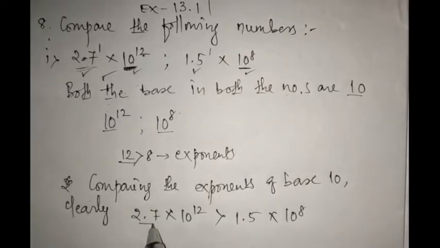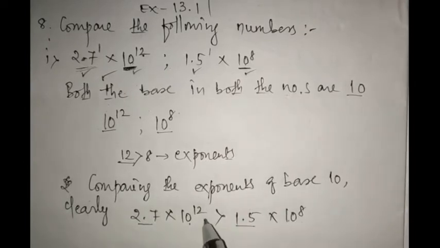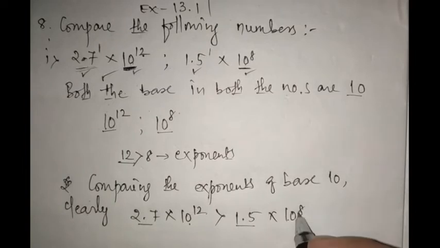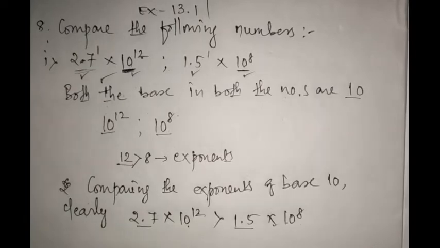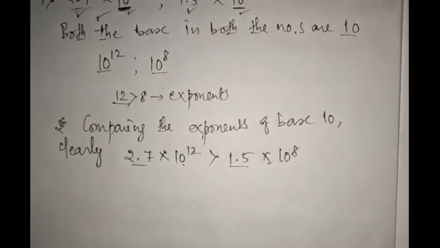So forget about this decimal number. You will just see the exponential number and compare it. Both have the base 10. Now you will see the exponent. Who has the highest exponent? 12. So this number is greater. Suppose there was 18 instead of 8, then we could have considered this as a greater number. So this is also one trick to identify the greater number.